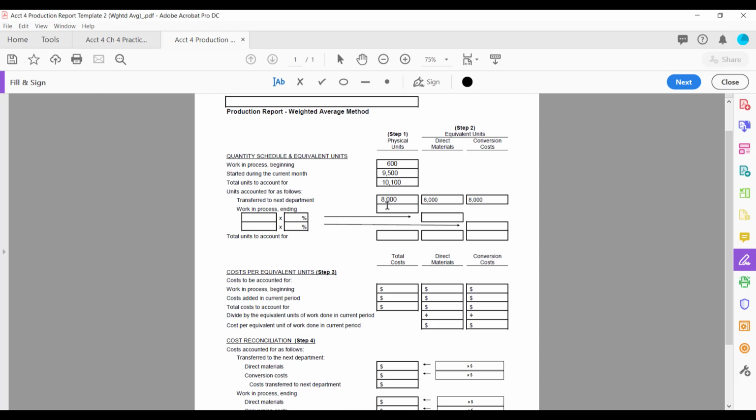So to find the ending work in process, we'd simply take the total units to account for and subtract out how much we completed and transferred away. So 10,100 minus 8,000 should give me 2,100 there. As soon as you finish this 2,100, because we're still in the physical units column for that 2,100, you're going to immediately copy it over to these two boxes to the left. This is going to facilitate the calculation of our equivalent units of production, specifically for ending work in process.